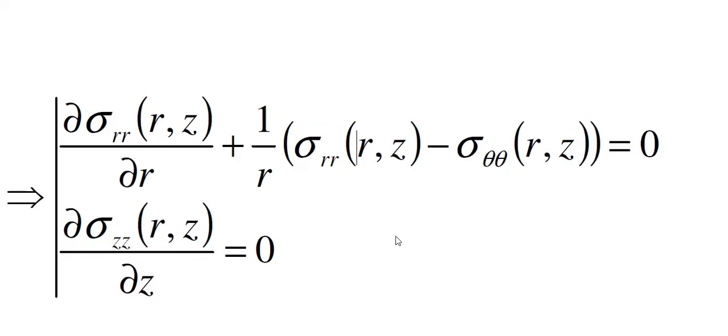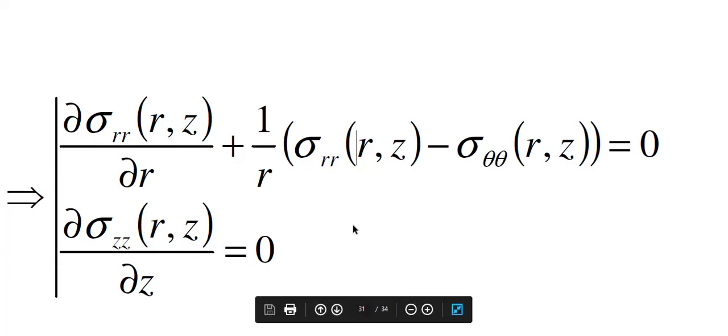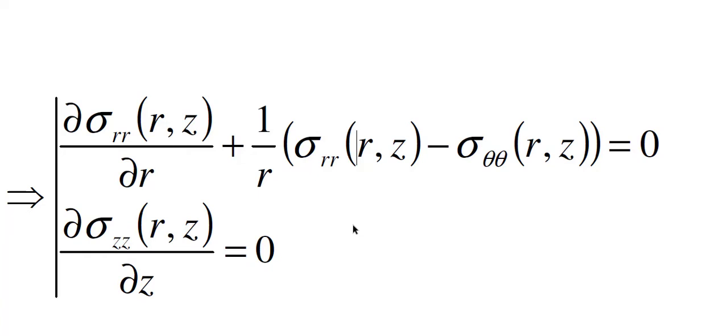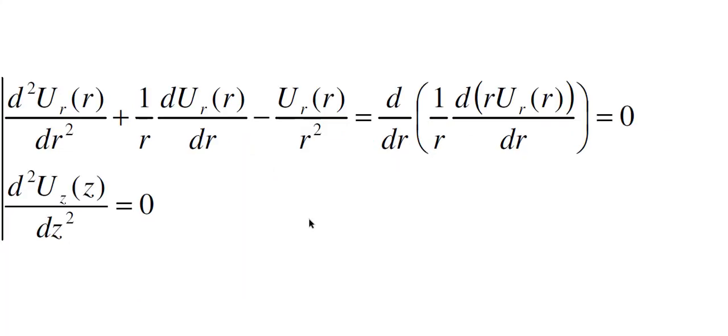Now, if we replace the normal stresses sigma rr, sigma theta theta, and sigma zz with their expressions in function of ur and uz, which are the radial component and the longitudinal component of the displacement field, we obtain these two differential equations in function of ur and uz.